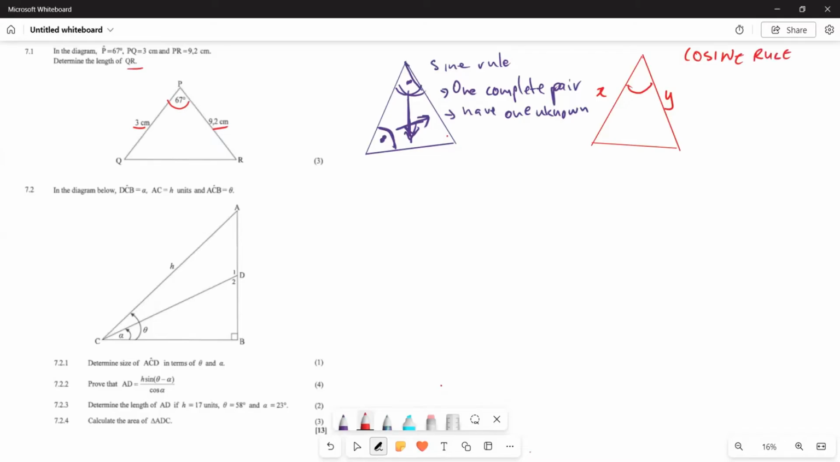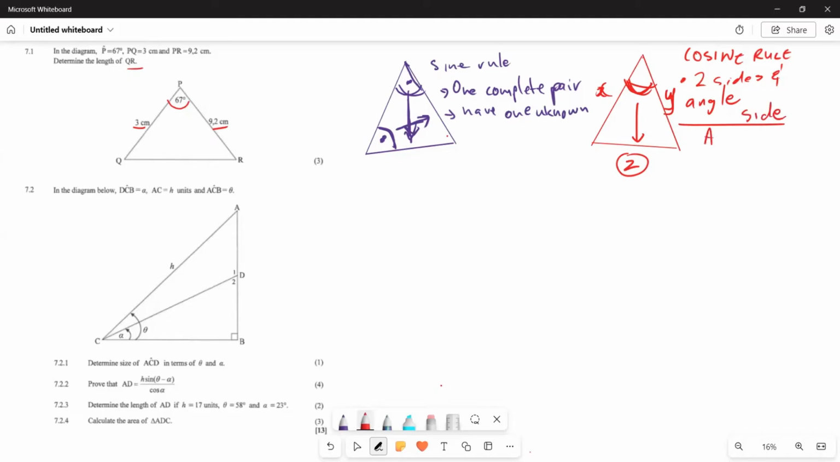So for your cosine rule, you must always have what? You must have both sides. You must have the two sides. You must have two sides and an angle in between, right? So you must have your side x and your side y with your angle in between, right? Then you can be in a position to calculate for your side z. Let's say you are making this to be your side z, right? Now, this is when you calculate for the side.